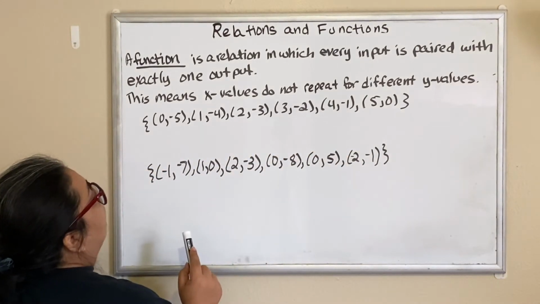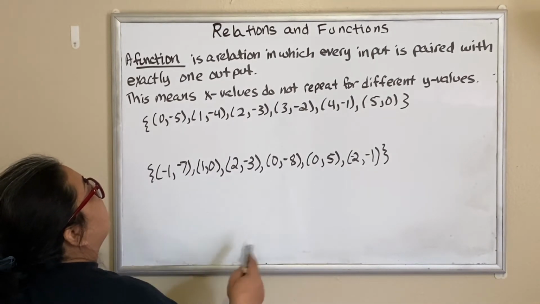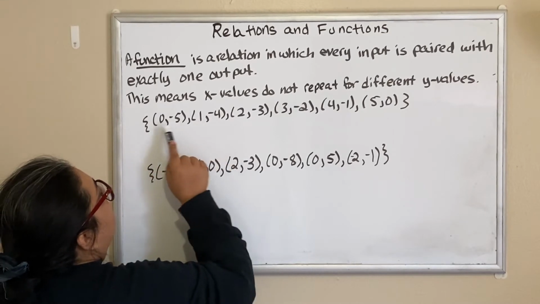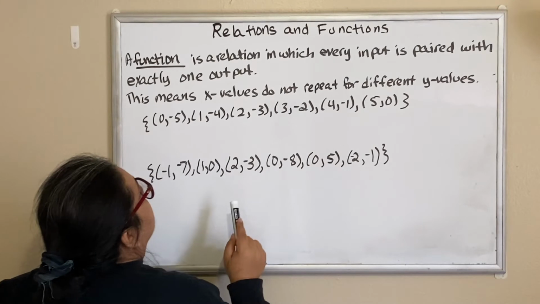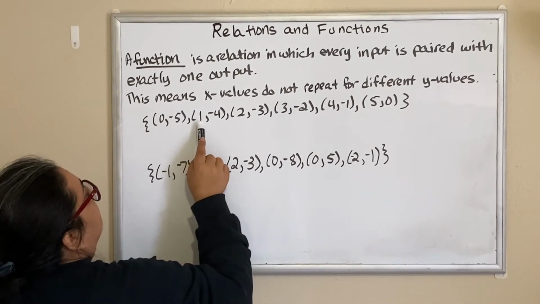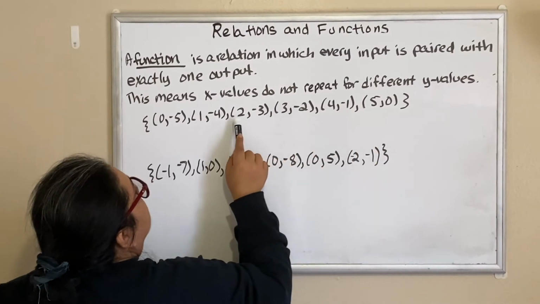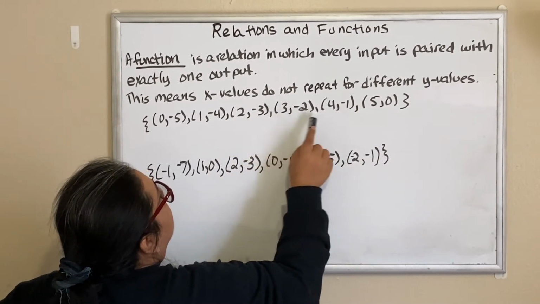What you want to do is look at your x values and see if any of them repeat for a different y value. So I have 0 as my x value. Let's check the other x values, and it doesn't look like 0 repeats. Next we're going to check 1, and 1 does not look like it repeats. 2 does not repeat. 3 does not repeat.